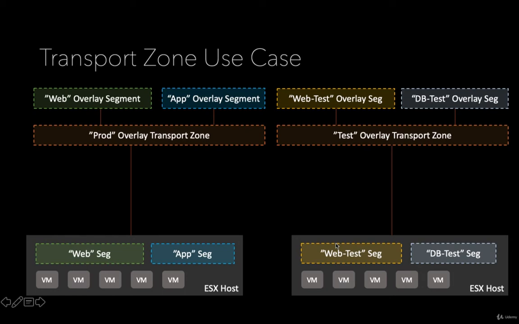So one of the big use cases that I've seen is that people will do this so that they can maintain separation maybe between a dev and test environment or prod and non-prod. That said, just because these are separate transport zones does not on its own mean that they can't communicate between the two. So don't think of it as a security boundary, it's almost more of an administrative boundary. So let's look at this in practice.